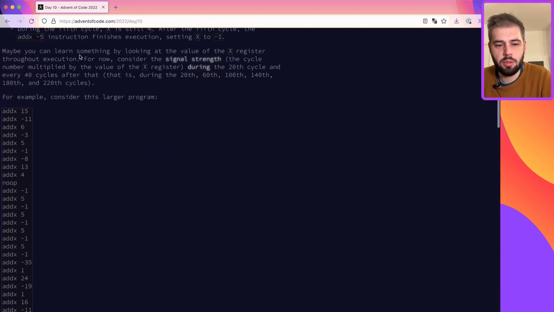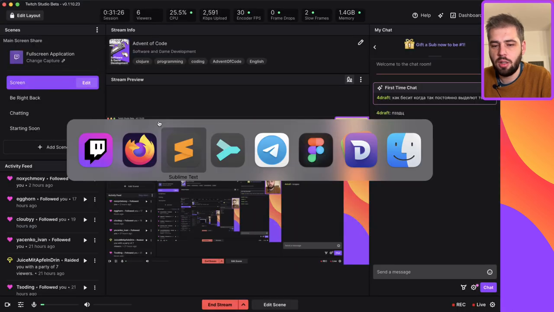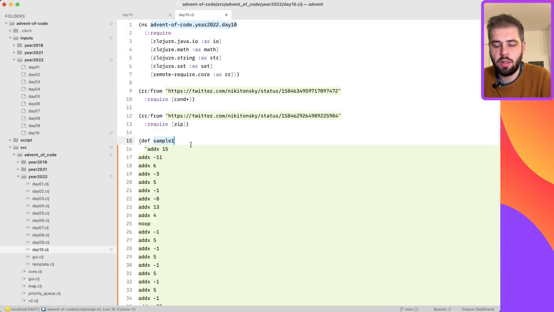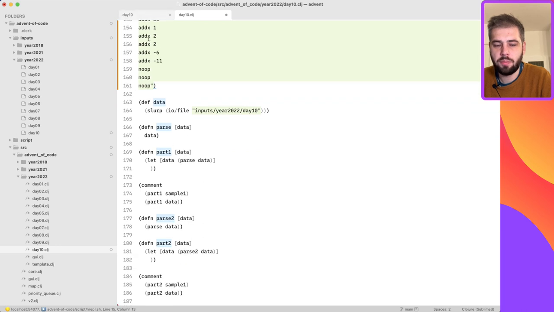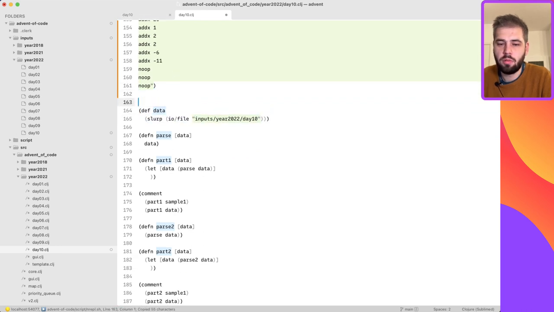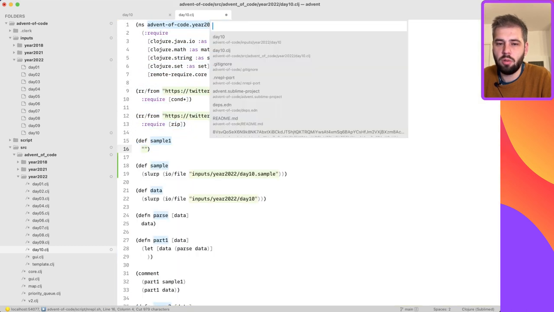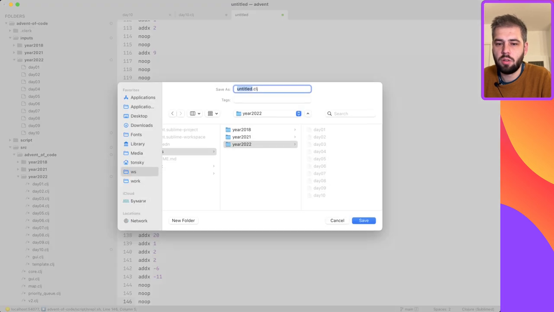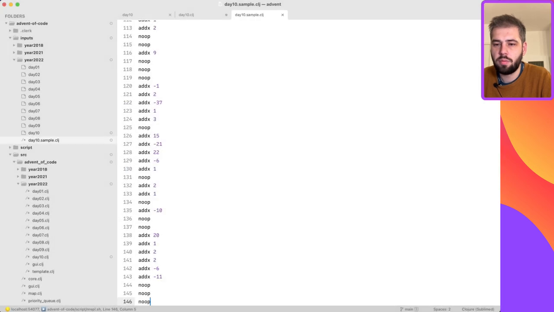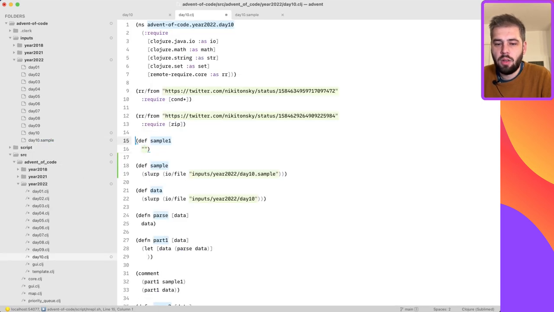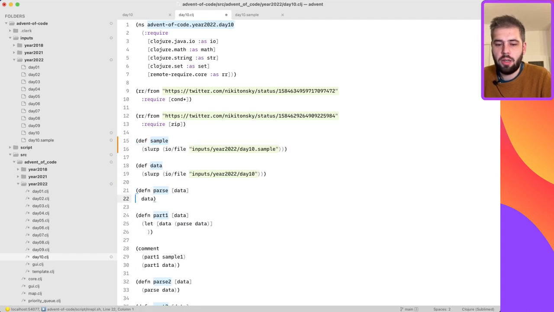So this is our sample, which is quite long, right? And this doesn't seem like too visual of a task, but well. Okay, so we have the sample. Okay, so this is our sample, and this is our data parse.